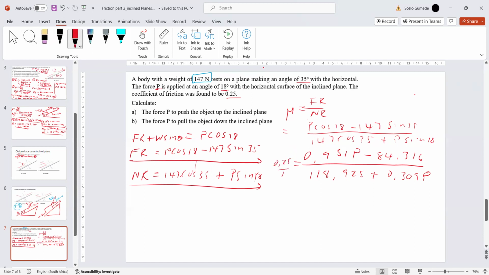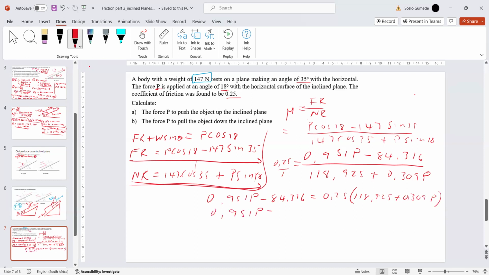Then you cross multiply. You're gonna have 0.951 P minus 84,316 is equal to, wow, it's going to need a lot of space. Let me just try and do it like this. I'm going to move a little bit here. 0.951 P minus 84,316 is equal to 0.25 into 118,925 plus 0.309 P. Right, then all we do is, let's open that bracket.